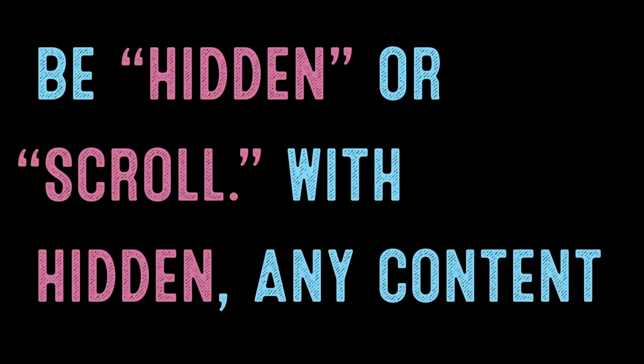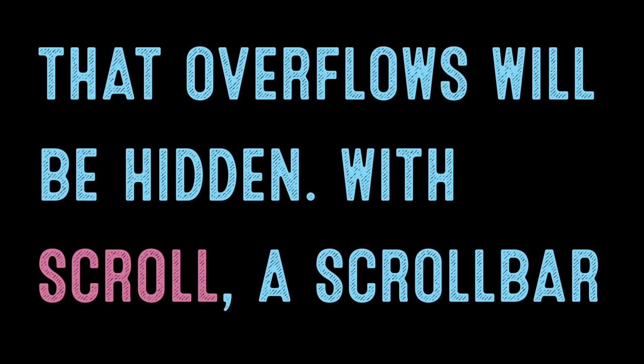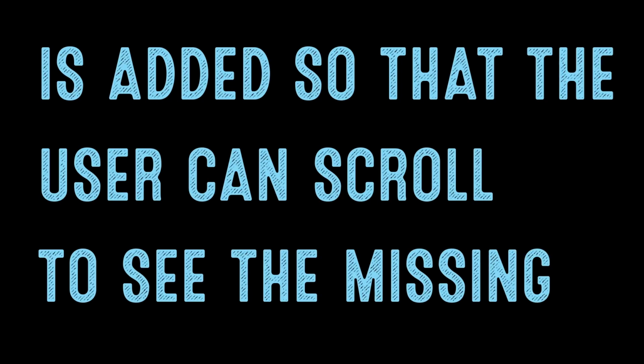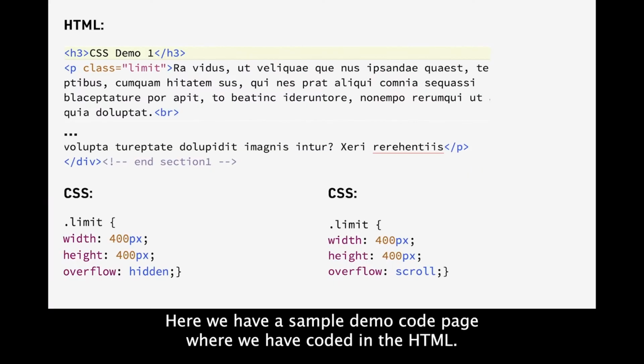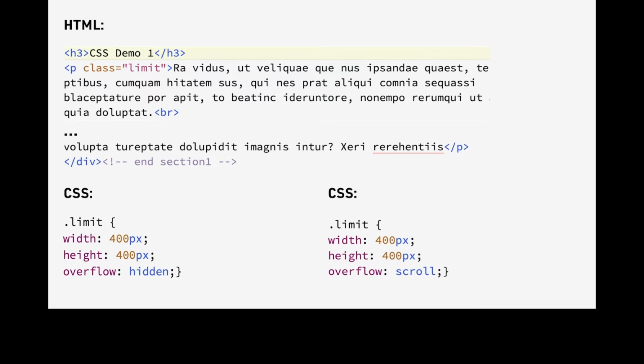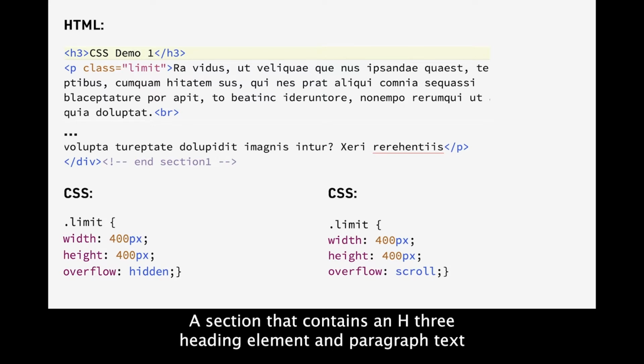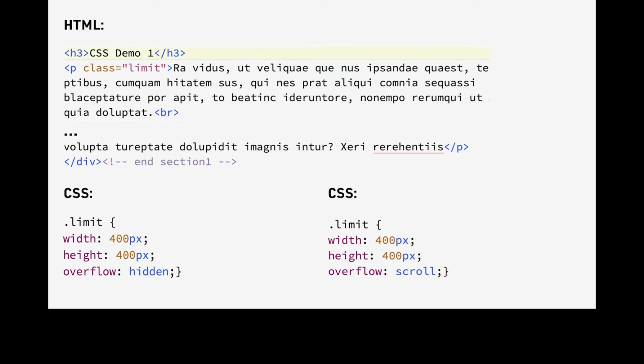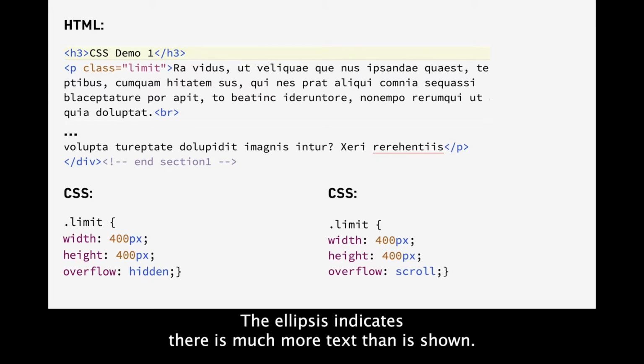With hidden, any content that overflows will be hidden. With scroll, a scroll bar is added so that the user can scroll to see the missing content. Let's look at an example. Here we have a sample demo code page where we have coded in the HTML a section that contains an H3 heading element and paragraph text filled with placeholder Lorem Ipsum text. The ellipsis indicates there is much more text than is shown.